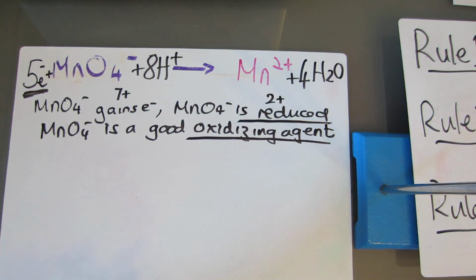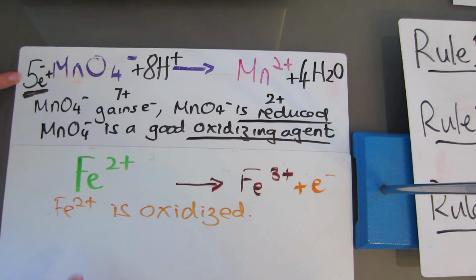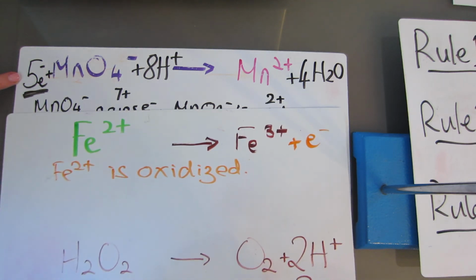So let's see now. This cannot happen by itself. A redox half equation can never happen by itself. It has to happen together with one of these half equations.